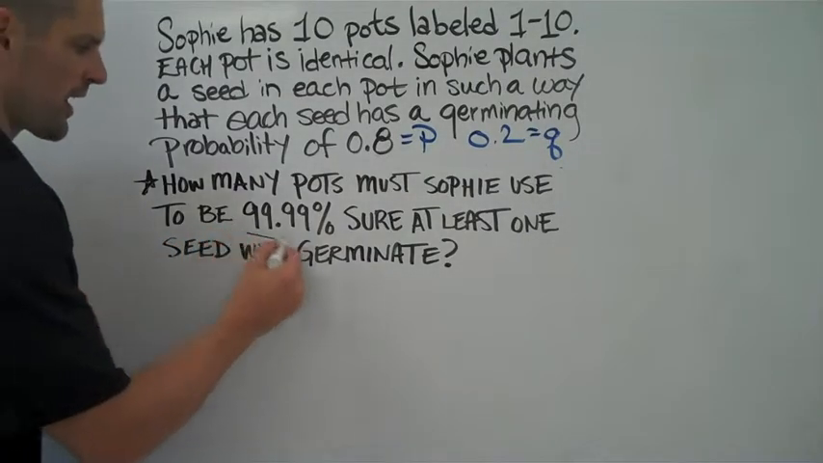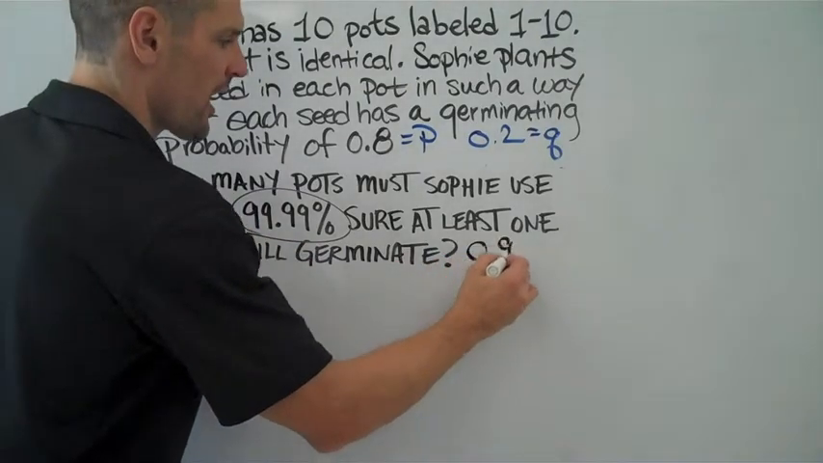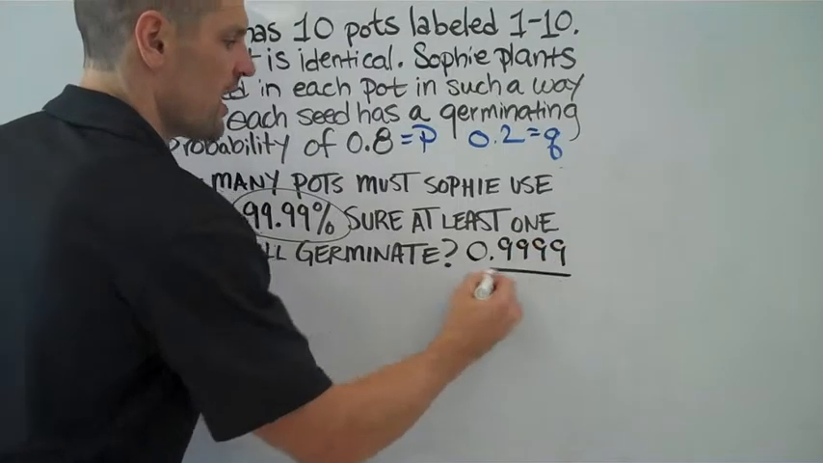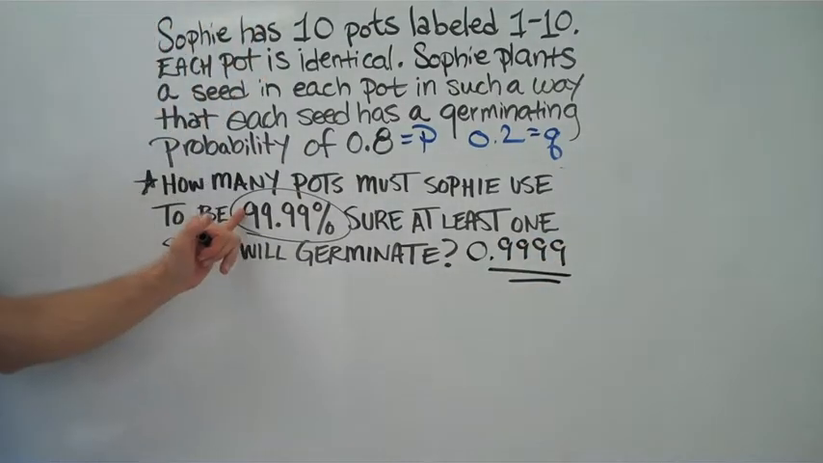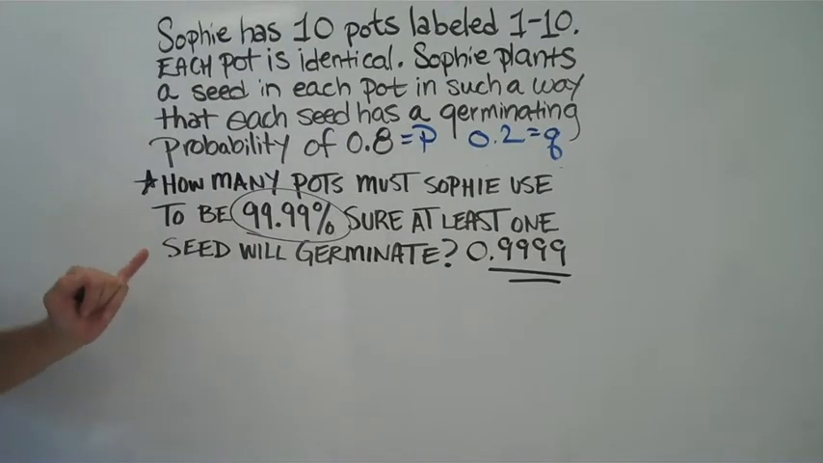Well, first we have to recognize that 99.99% is really 0.9999. So I want to use that in probability. They gave it to me as a percent, and I convert it to a decimal. Well, what does this mean? At least one will germinate.